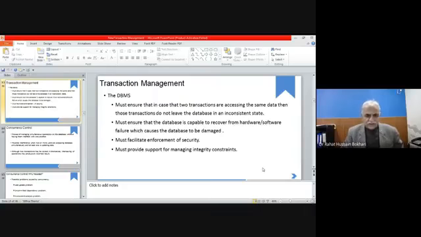So the database system you are using must ensure that if two transactions are accessing the same data, they do not leave the data in an inconsistent state. This matters when two or three users are working on the same table, on the same record. If they are not successfully completed and interfere with each other, we may end up with inconsistent data. So data management systems will support you in avoiding this inconsistency.